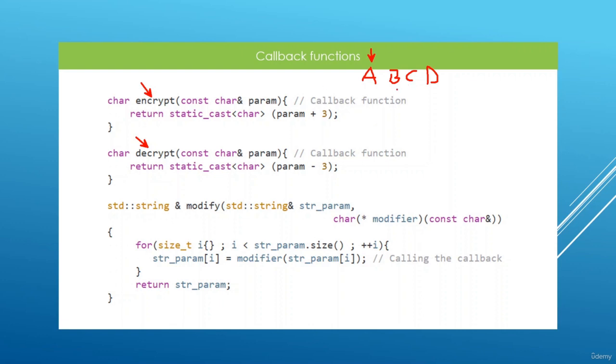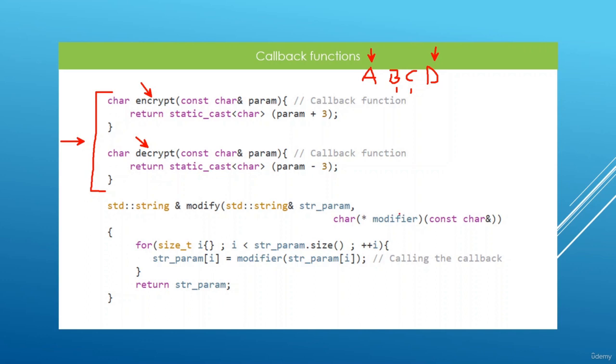If we encrypt A, we will get a D character as an output. If we decrypt D, we will get A because we will be subtracting, basically going backwards in the alphabet. This is the design I am after in these two functions here. Hopefully it makes sense. Now, we can use these two functions, encrypt and decrypt, as callbacks.